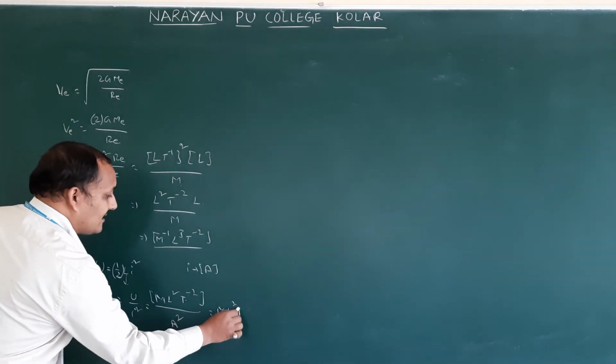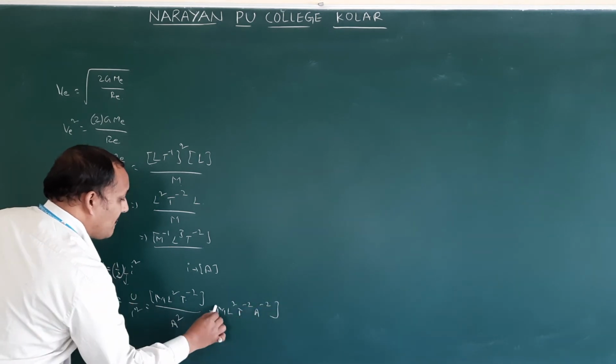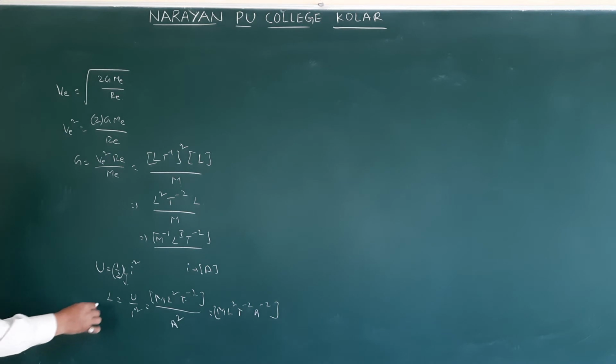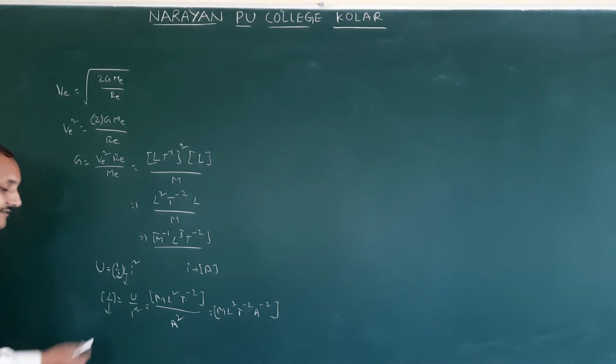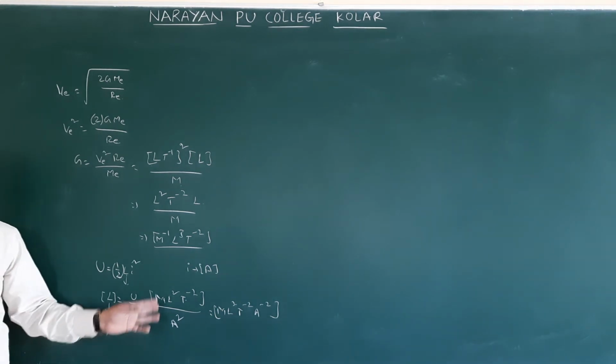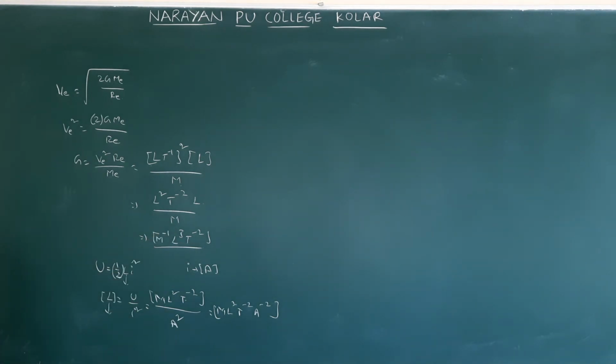Therefore, M L square T power minus 2, A power minus 2. That is the dimension formula for L. Here L means not length. So what does this mean? We don't know, they didn't give it. They just asked the dimensions of L. Here L means not length. In second PU it will be coming.